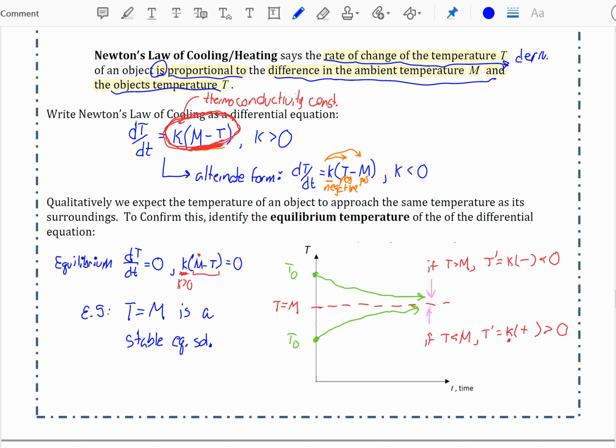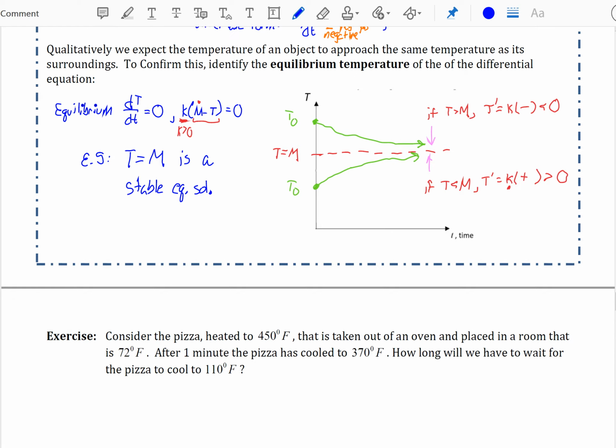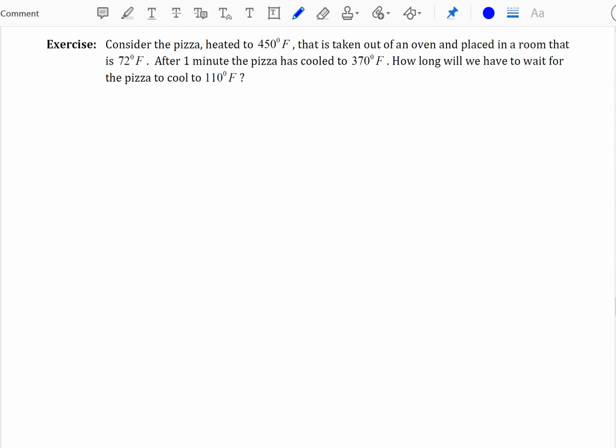Okay, let's look at some examples. Consider the pizza problem that we did earlier. The pizza is heated to 450 degrees Fahrenheit. It is taken out of an oven and placed in a room that is 72 degrees Fahrenheit. After 1 minute, it's already cooled down to 370 degrees. And the question we would like to answer is, how long will we have to wait for the pizza to cool to 110 degrees?